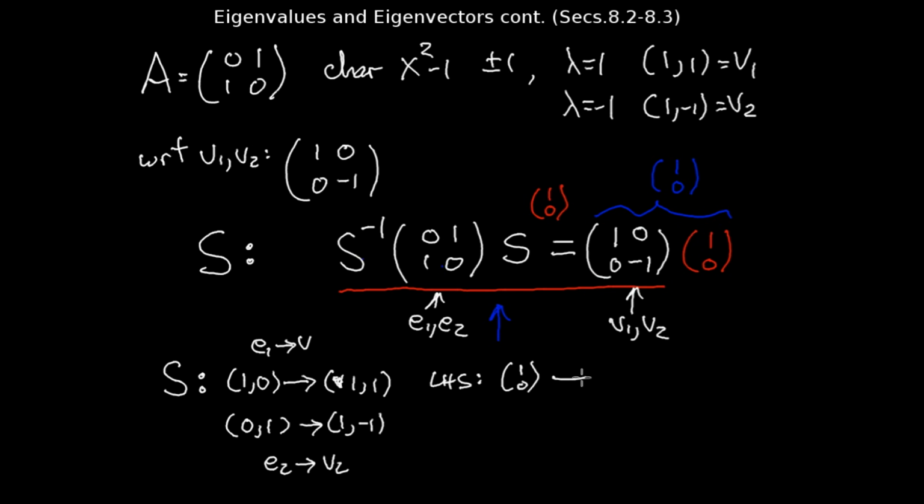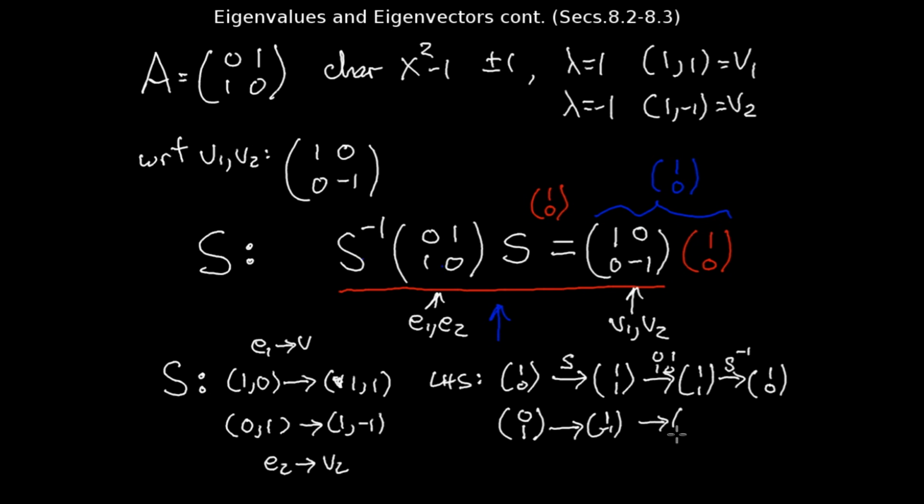(1, 0) goes by S to (1, 1), which then goes by the matrix [0, 1; 1, 0] to itself, and then it goes by S inverse back to (1, 0). And on the other hand, (0, 1) goes to (1, -1), which goes to (-1, 1), which goes to (0, 1).